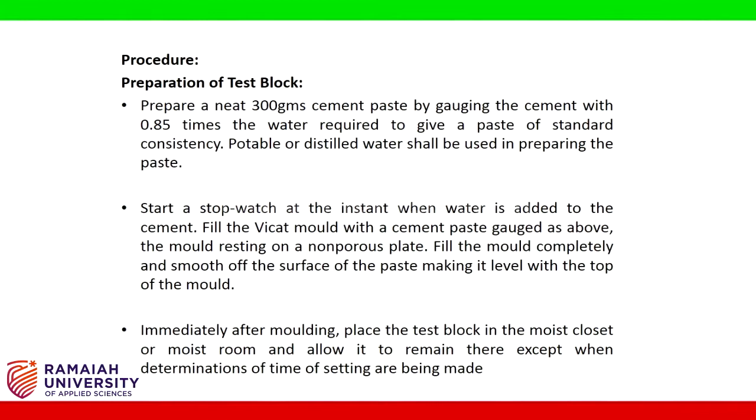Fill the WCAT mold with a cement paste gauged as above, the mold resting on a non-porous plate. Fill the mold completely and smooth off the surface of the paste, making it level with the top of the mold. Immediately after molding, place the test block in the moist closet or moist room and allow it to remain there except when determinations of time of setting are being made.